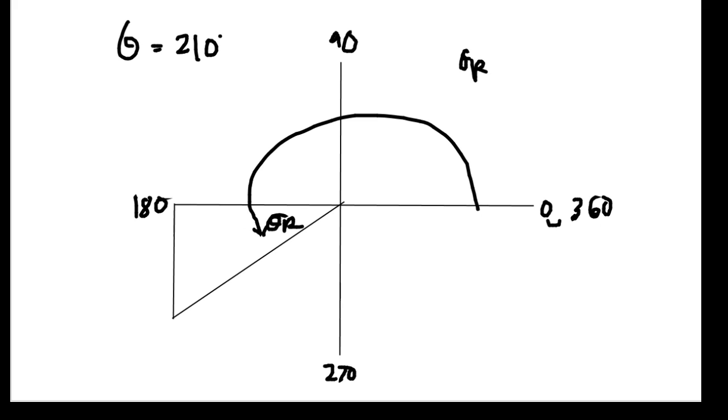So ang formula dyan is 210 minus 180, right? 210 minus the 180 degrees. So the reference angle is basically 30 degrees.